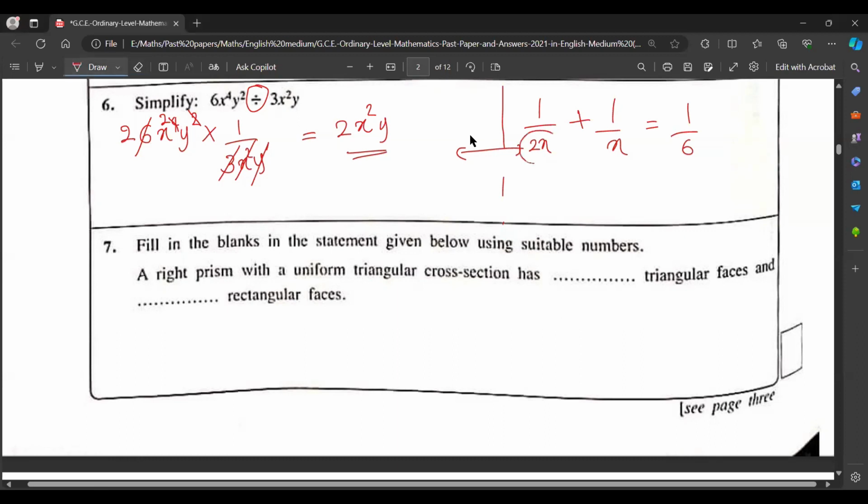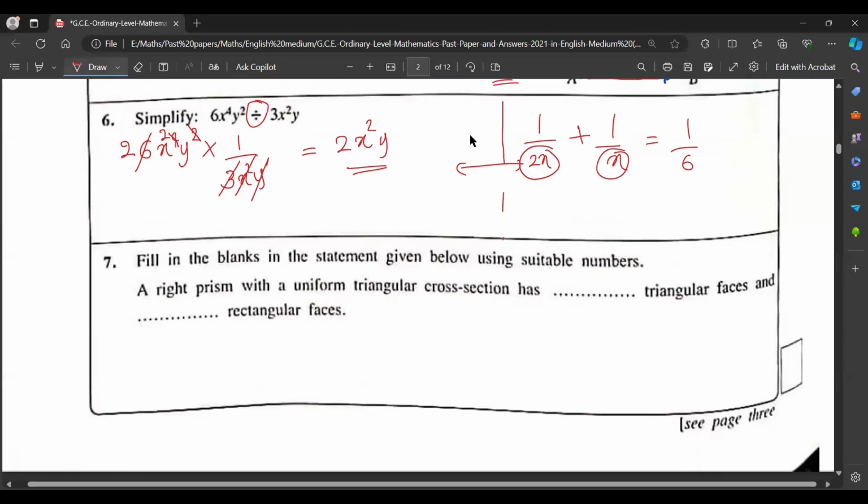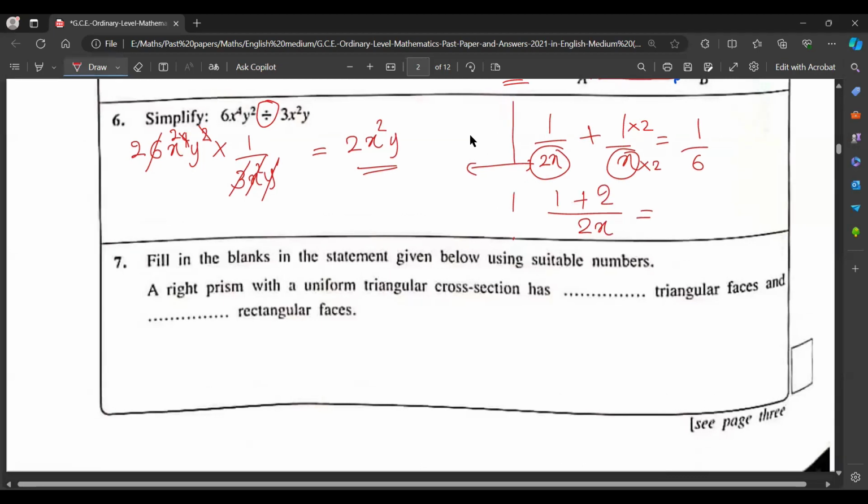You have to take the common denominator here. 2x and x. What should be the common denominator? It should be 2x. When you consider this one 2x, this one also should be multiplied by 2. So 1 plus 1 into 2, 2, should be equal to 1 over 6. Now 1 plus 2 is what? 1 plus 2 is 3. 3 over 2x equals 1 over 6.